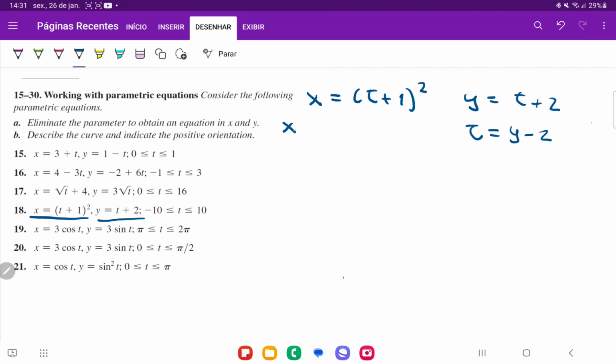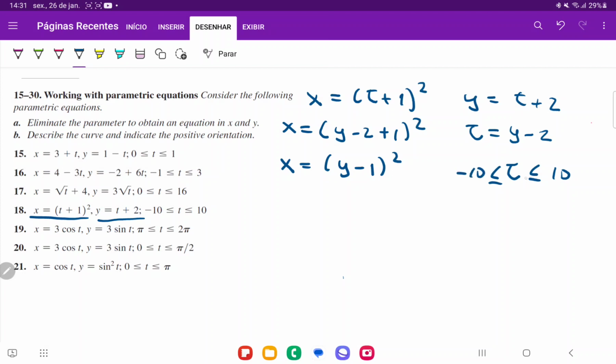So this means that x is going to be equal to, t is y minus 2, plus 1, squared, which therefore means that x is equal to y minus 1 squared. And previously our input was t, right? We could see here that t went from minus 10 to 10, and now we're just going to adjust the input because the input is no longer t. The input here, we're treating it as y.